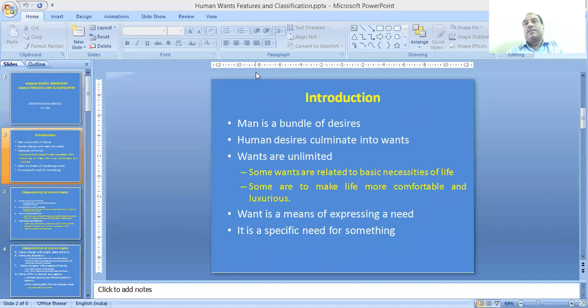But then we are hungry, we need food. But then if I am a vegetarian, then I don't want non-vegetarian food. So kindly try to understand the difference. Although I need food, although I am hungry, I don't want non-vegetarian food. I want only vegetarian food. So I have a need, but that need is specific, and I want only vegetarian food, and this is my want. So wants are specific needs, and we express our needs in terms of wants.